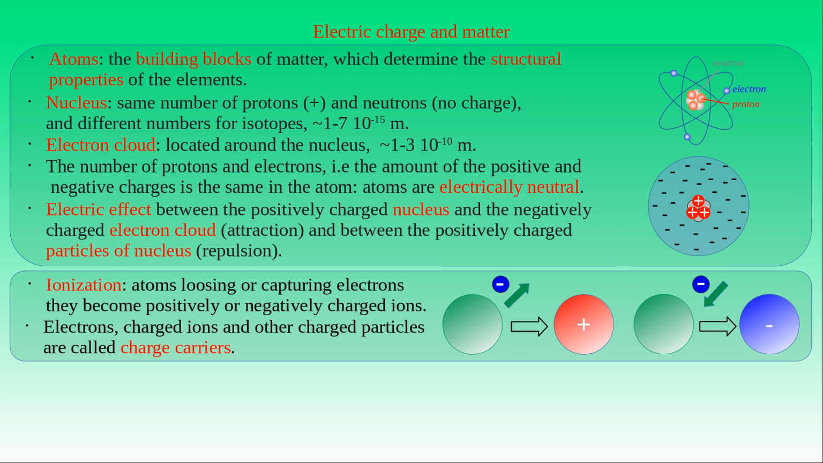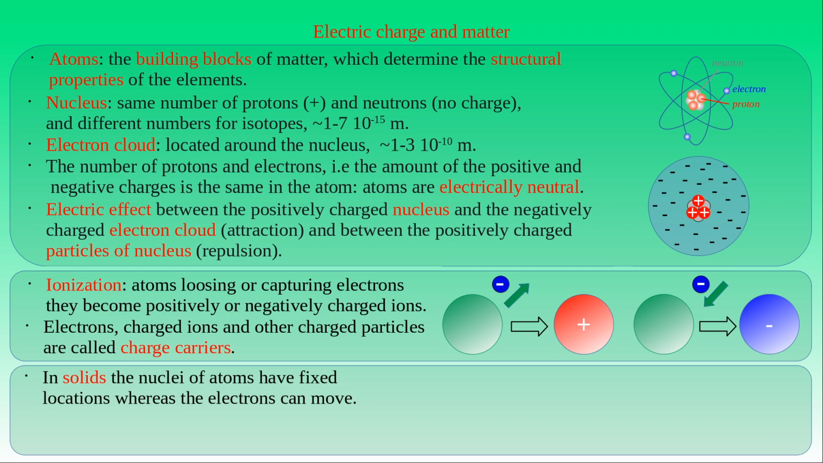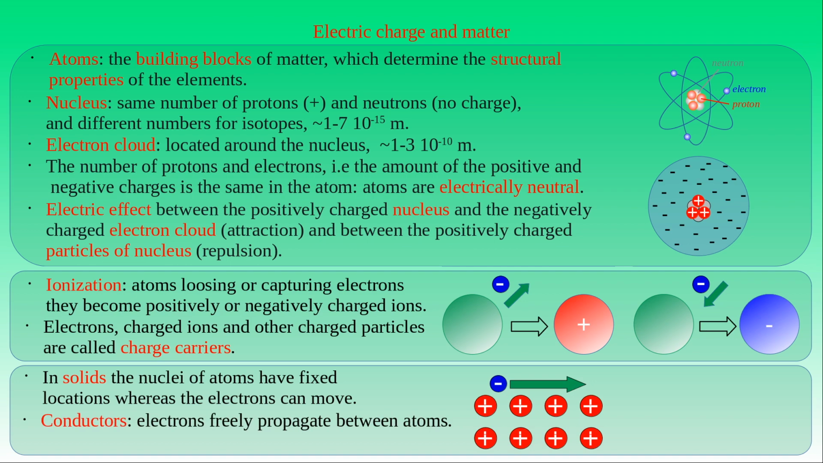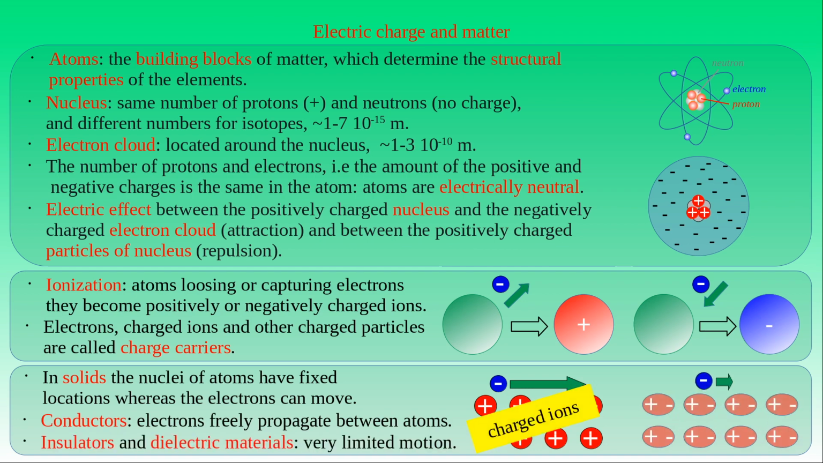In solids the situation is more complicated since the nuclei of the atoms have fixed locations, whereas the electrons can move in these materials. In the case of metals, the valence electrons can freely propagate between the atoms. When the valence electrons leave their atoms, the atoms become charged ions. In insulators and dielectric materials, the electrons have a very limited motion. Since the displacements of the valence electrons are limited, their atoms can only be polarized and become electric dipoles.